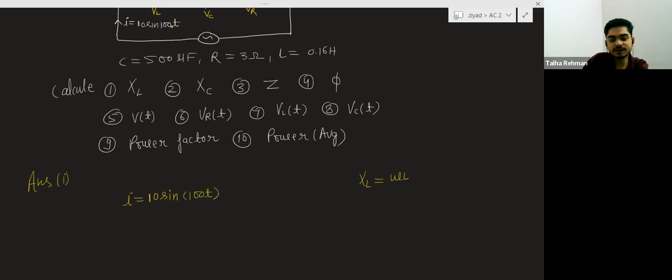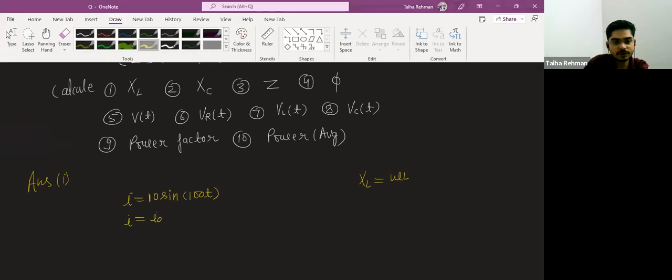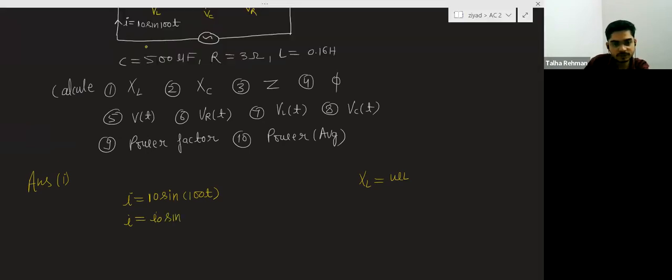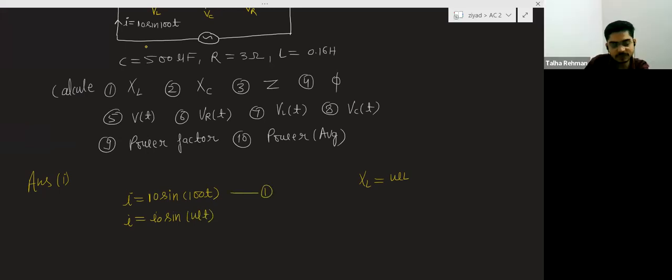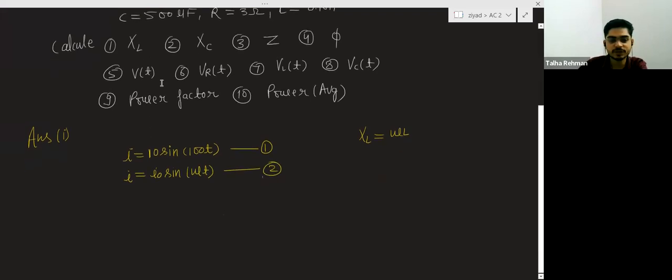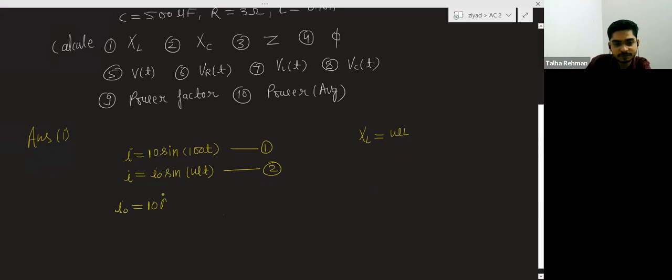What is the standard equation of the current we have derived? We know I is equal to I naught sine omega t. This is equation number 1, and suppose this is equation number 2. Now compare equation 1 and 2. Your I naught will be 10 ampere. I naught means the peak value of the current will be 10 ampere.